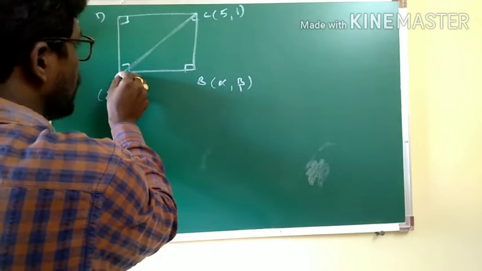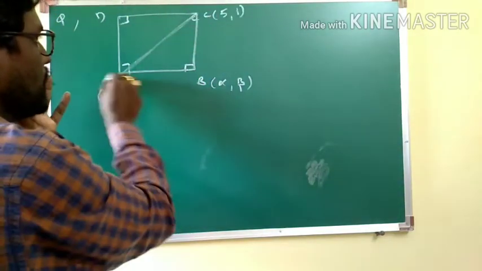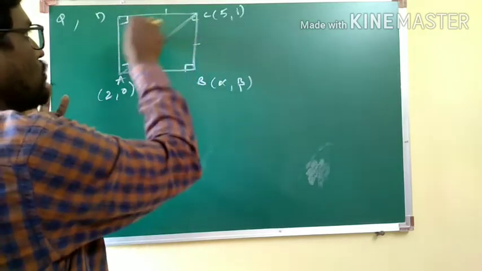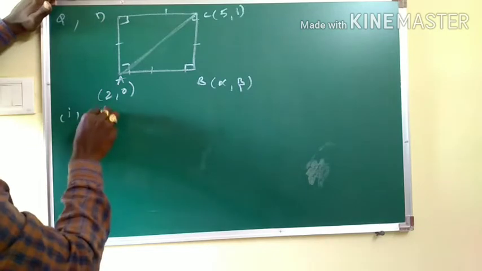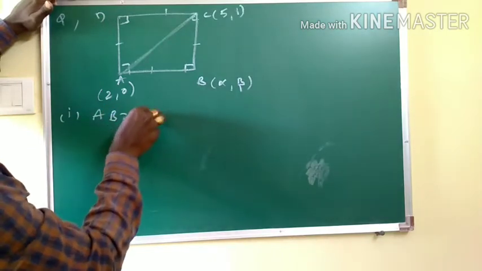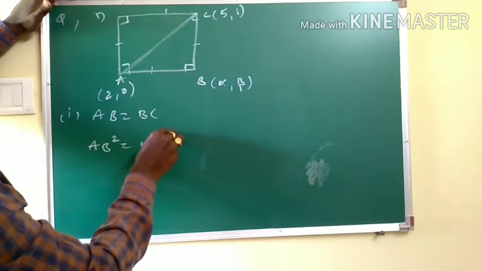If you take the square ABCD, AB square is equal to BC square, because AB is equal to BC. All the four sides are equal. So case 1, I am going to take AB is equal to BC. Therefore, AB square is equal to BC square.